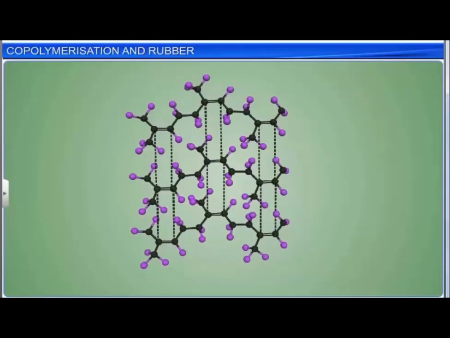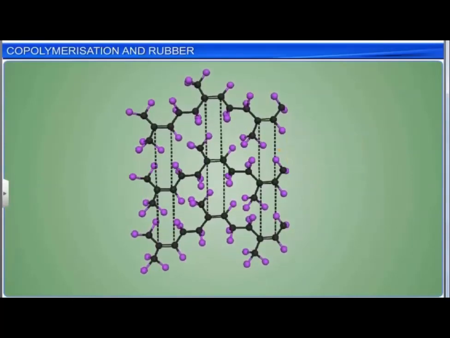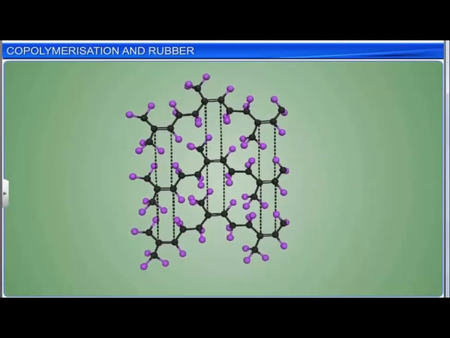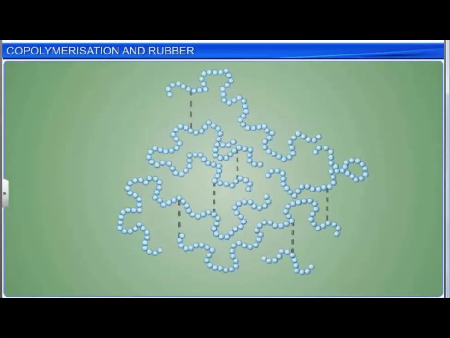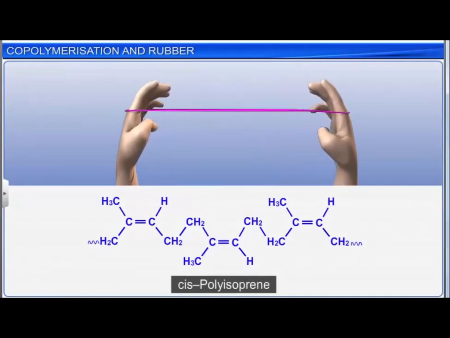The chains are held together by weak van der Waals interactions, and hence it is elastic and non-crystalline. The polymer chains form a coiled structure. Natural rubber can be stretched. When stretched, the chains get aligned in the direction of the external force. When the external force is released, the chains snap back to their original positions.